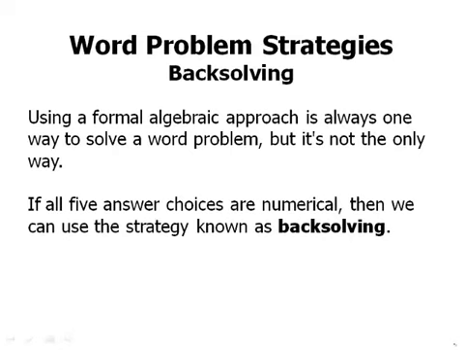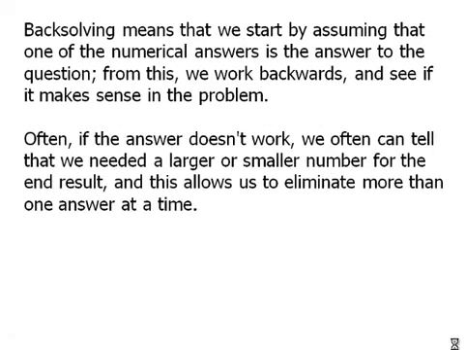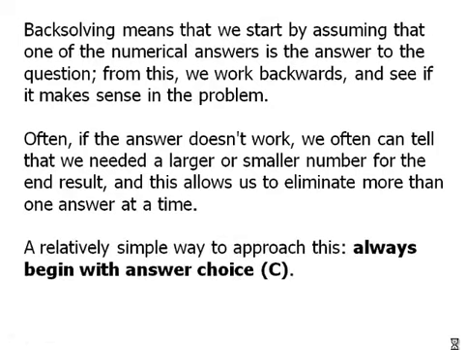If all 5 answer choices are numerical, if we get 5 numbers, then we can use the strategy known as back solving. Back solving means that we start by assuming one of the numerical answers is the answer to the question. We pick one and we say, okay, let's pretend that this is the answer. From this we work backwards and see if it actually makes sense. If the answer doesn't work, we often can tell that we needed a larger or smaller number for the end result, and this allows us to eliminate more than one answer at a time.